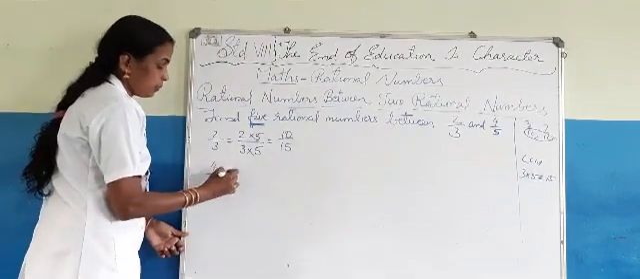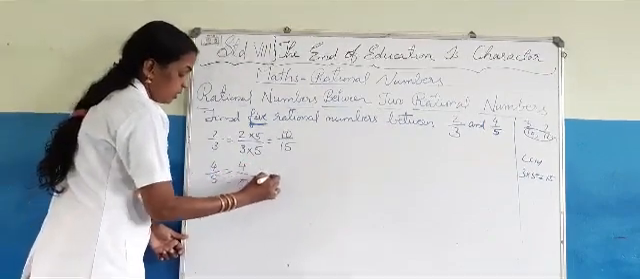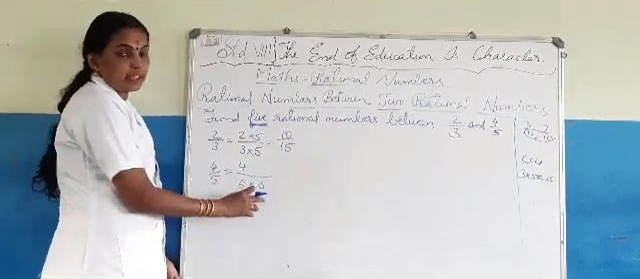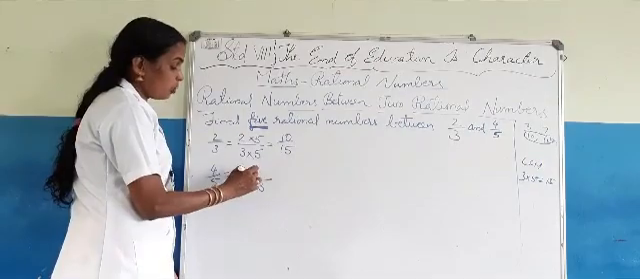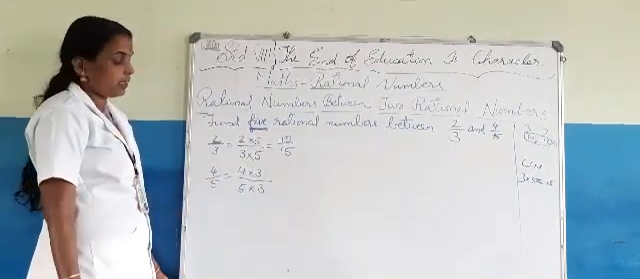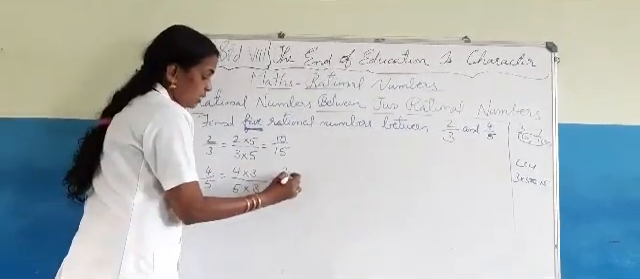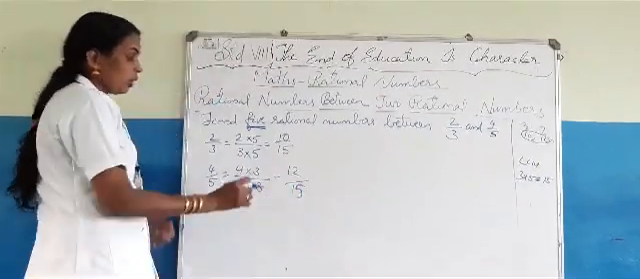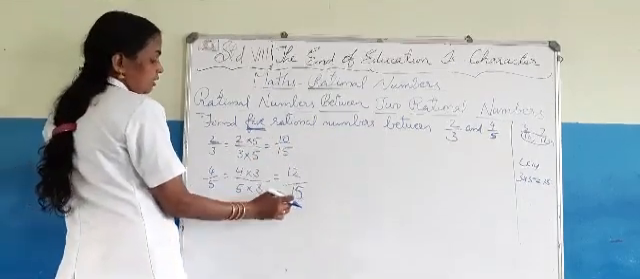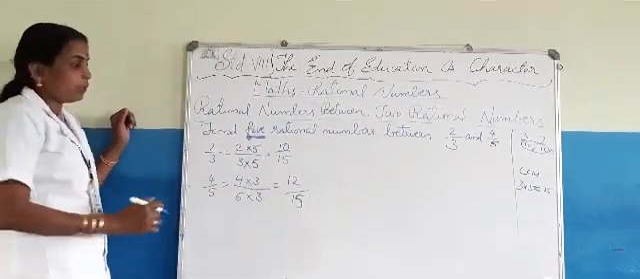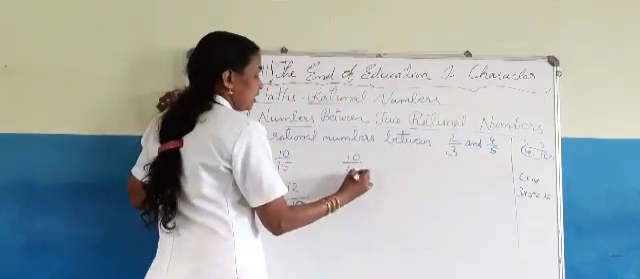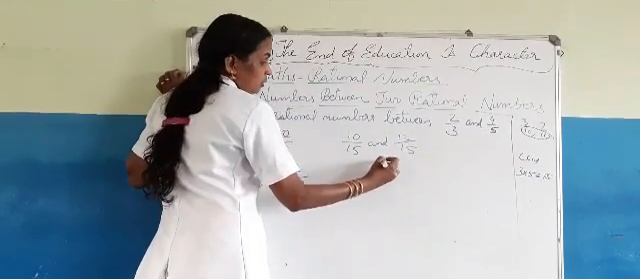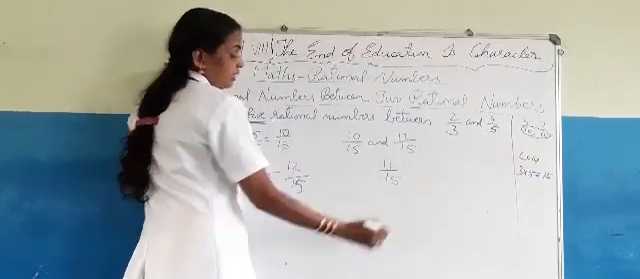Then 4 by 5. We have to make the denominator 15. For that we have to multiply 5 with 3. So numerator also you have to multiply with 3. So it is equal to 12 by 15. So now we got 10 by 15 and 12 by 15. In between this 10 by 15 and 12 by 15, we can find only now 11 by 15.